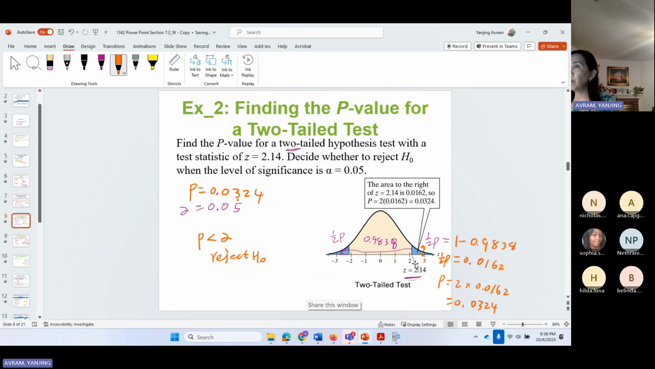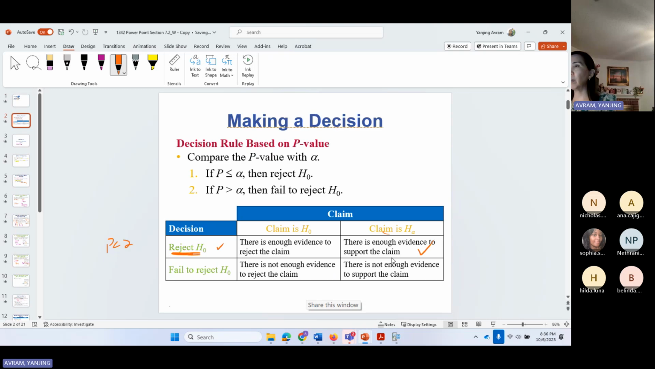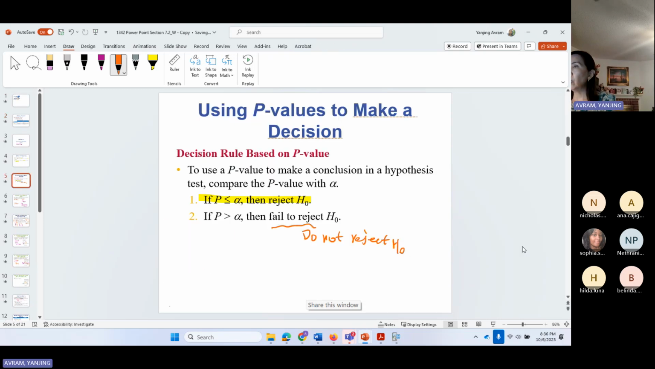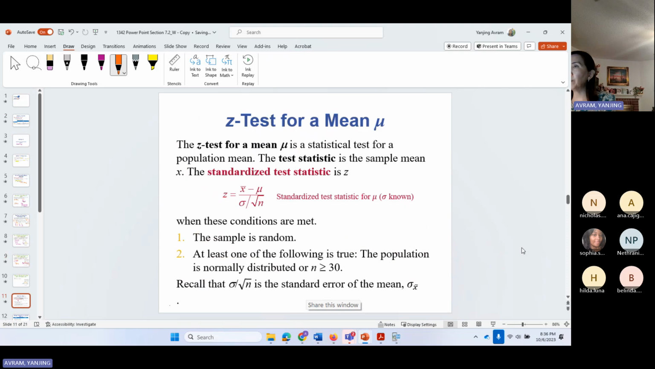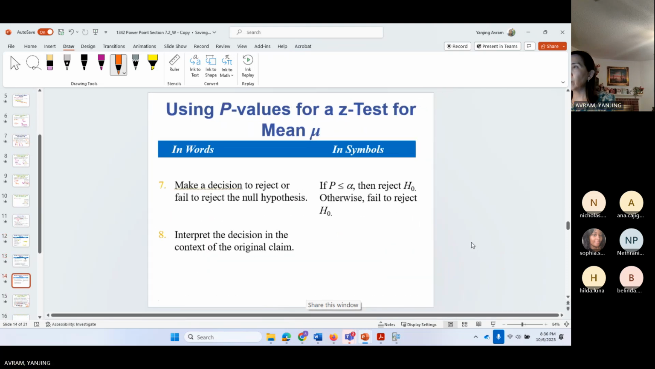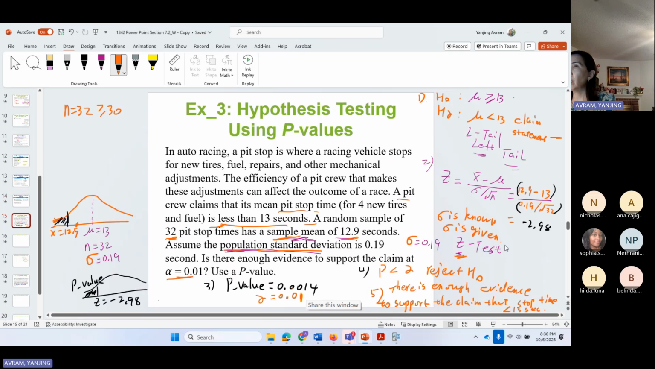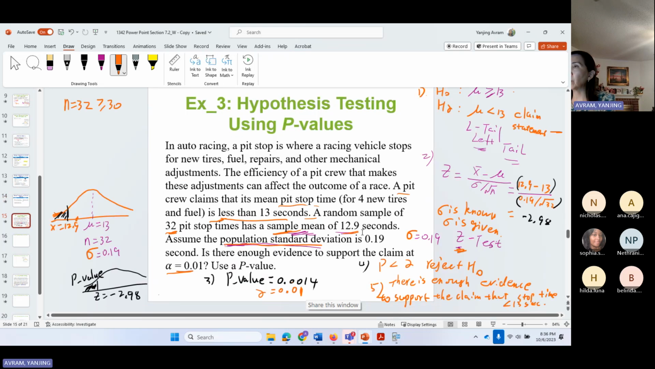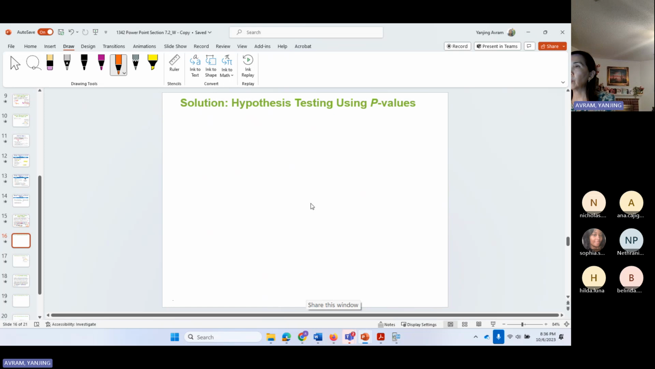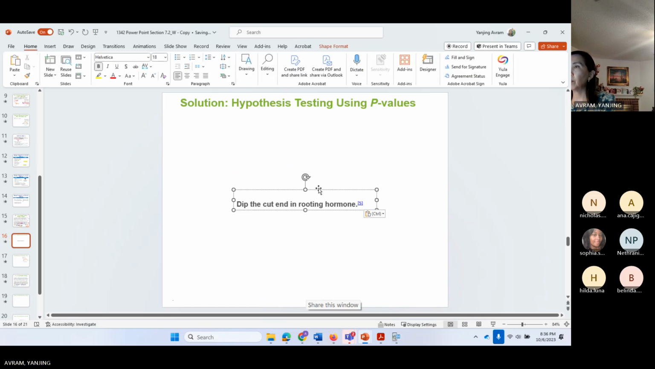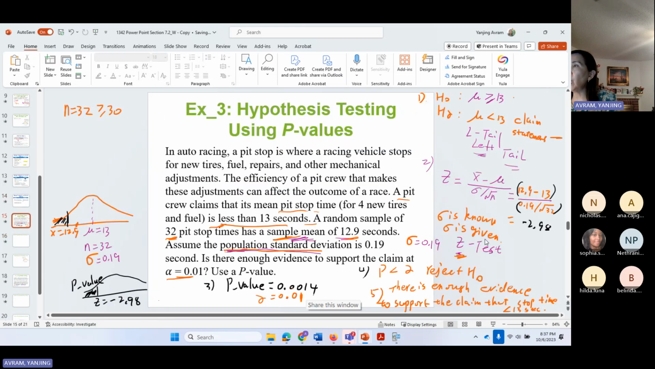So when you come back here, let me copy the whole thing. We have enough evidence to support this claim. Just paste it. It didn't paste. All right, so that is this one. I'm just showing you how to do this step by step manually.